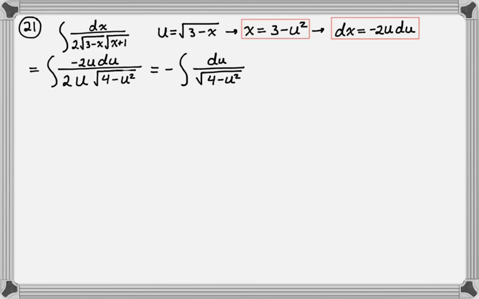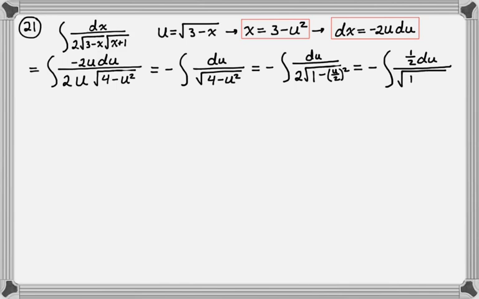Square root of 4 is 2, so you actually can take a 2 out of the radical, like this. And 1 minus, I'm going to make it the quantity u over 2 squared. Just like with arctan, we try to match a form. And so this, I'm going to turn into 1/2 du. And then we've got radical 1 minus u over 2 squared.